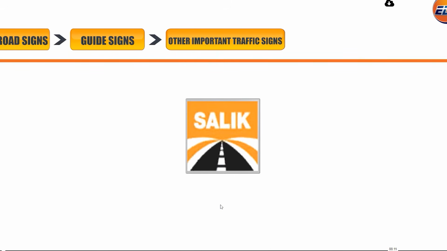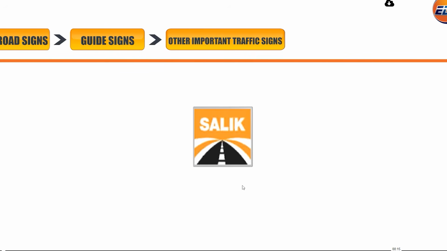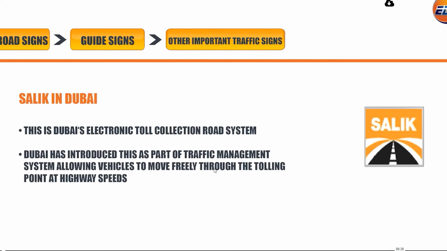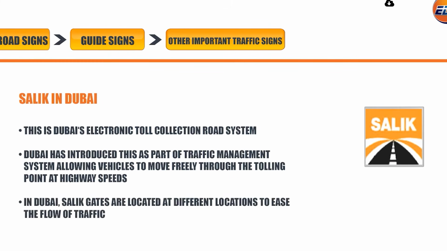Salik. Salik is an Arabic word which means open or clear. This is Dubai's electronic toll collection road system. Dubai has introduced this as part of traffic management system, allowing vehicles to move freely through the tolling point at highway speeds. In Dubai, Salik gates are located at different locations to ease the flow of traffic.